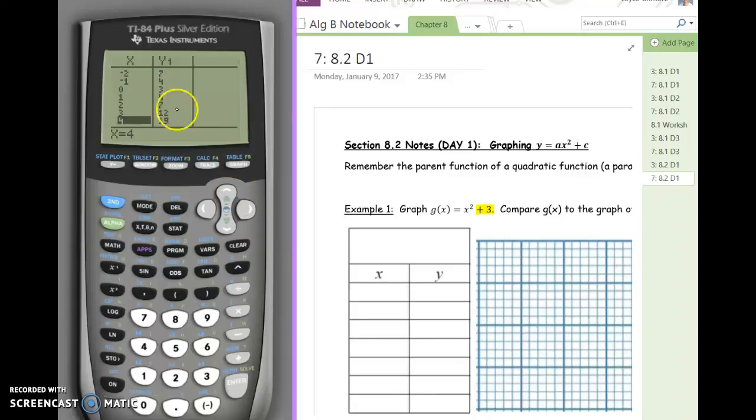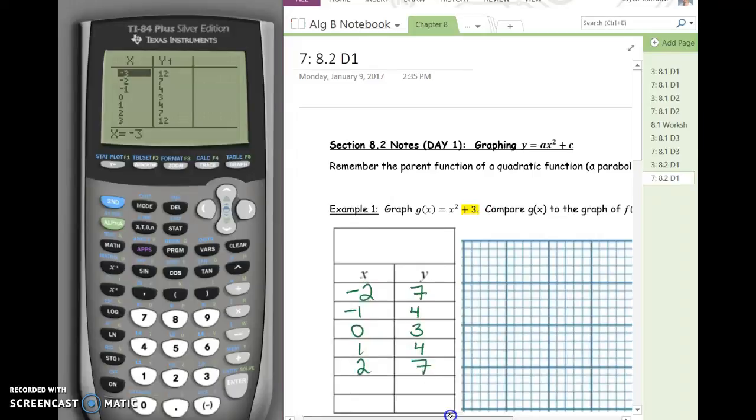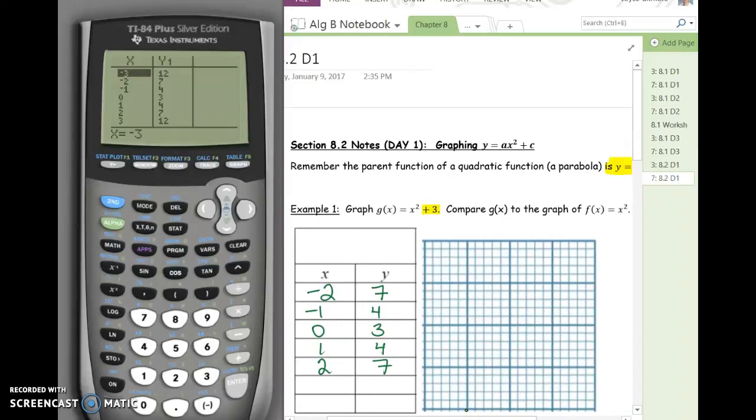So let's see, where x is 0, I think I'm going to use -2, 7, because -3, 12, that's not going to fit on my graph. So I'm going to use -2, 7, 0, 3, oops, I forgot one. -1, 4. And plot those points so we can graph it.